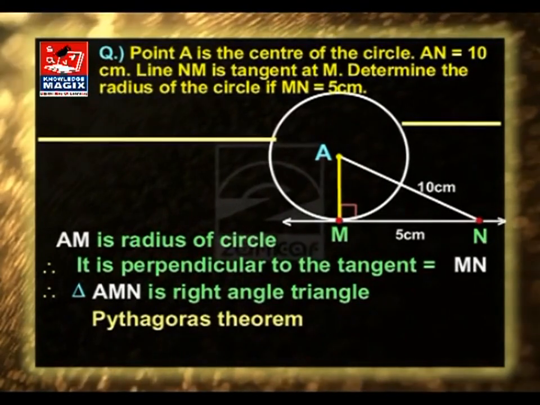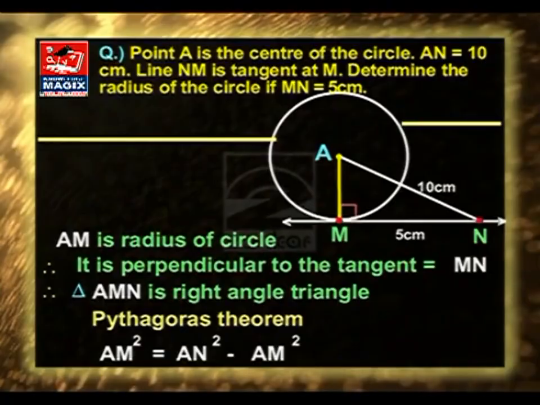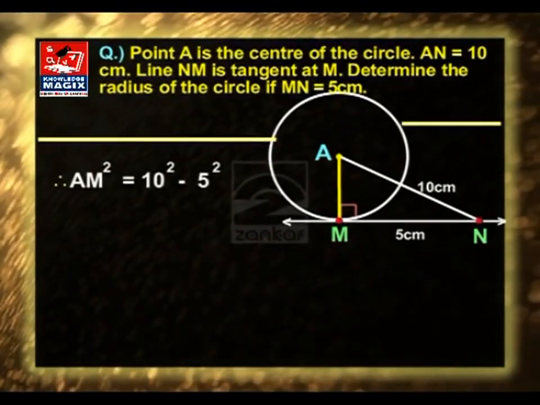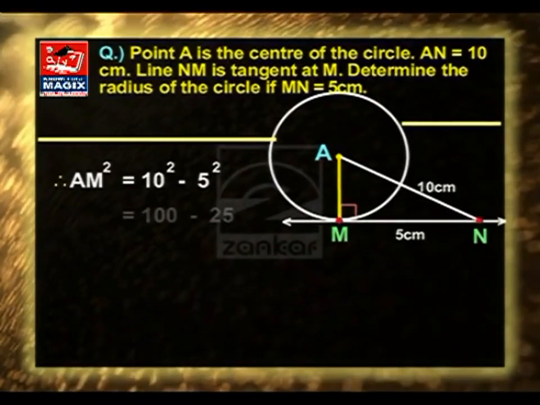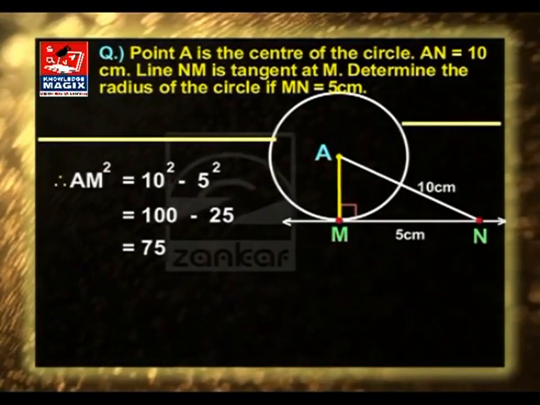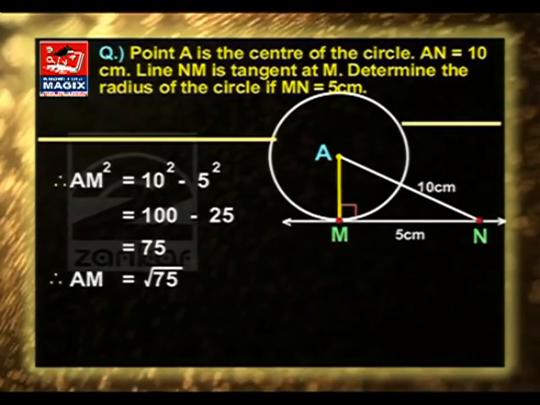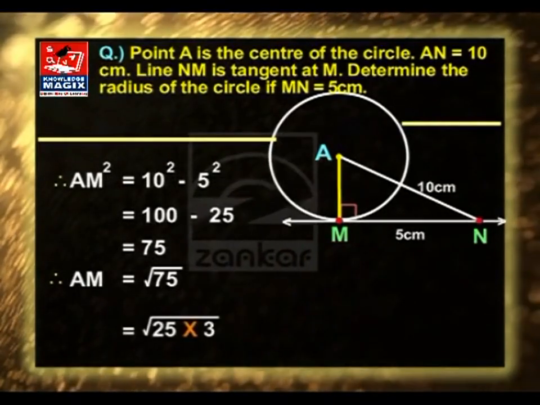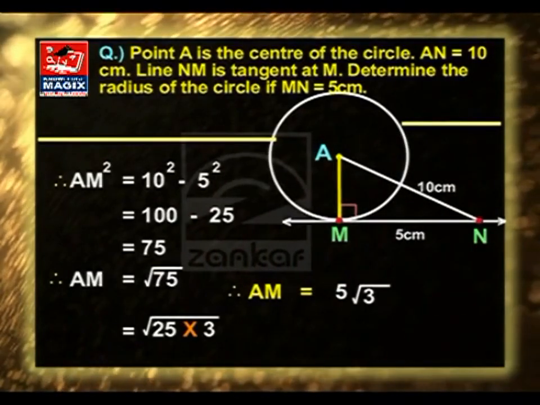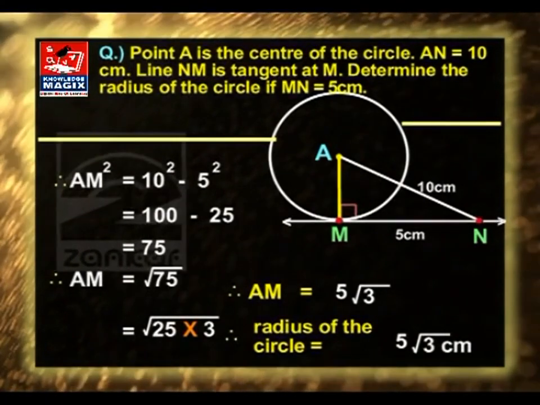Using Pythagoras theorem, AM square is equal to AN square minus MN square. Therefore, AM square is equal to 10 square minus 5 square, that is equal to 100 minus 25, that is equal to 75. Therefore, AM is equal to root 75, that is equal to root 25 into 3, that is equal to 5 root 3. And therefore, the radius of the circle is 5 root 3 centimeters.